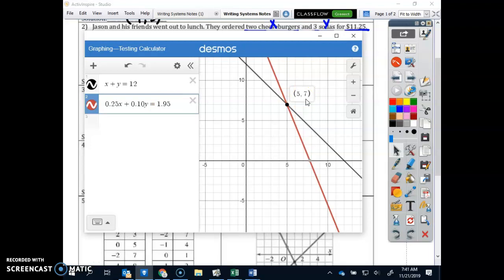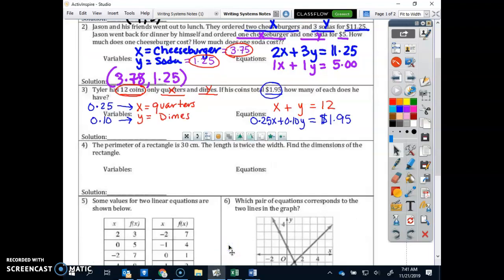Okay, so you could have done it by hand with some quarters and dimes and figured it out yourself, or you could have just made the equations and figured it out by graphing. So what was my solution? How many quarters? 5 quarters. And how many dimes? 7 dimes. So quarters was 5 of them, and dimes was 7 of them. Okay, the next one.